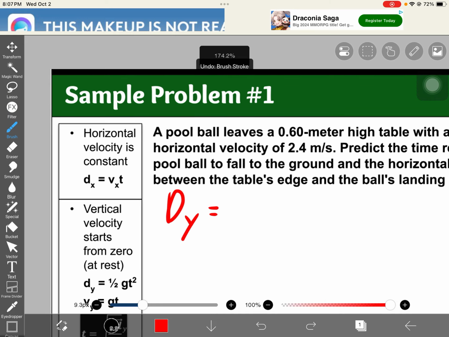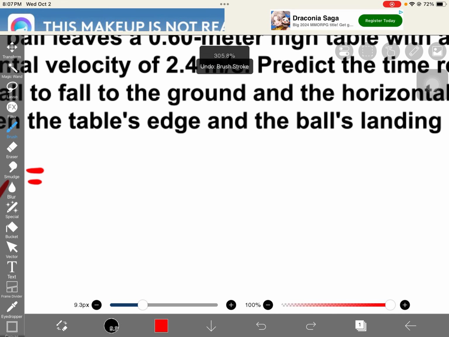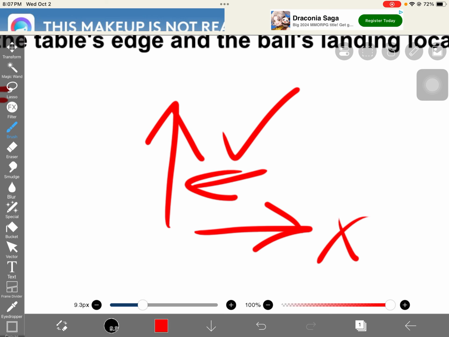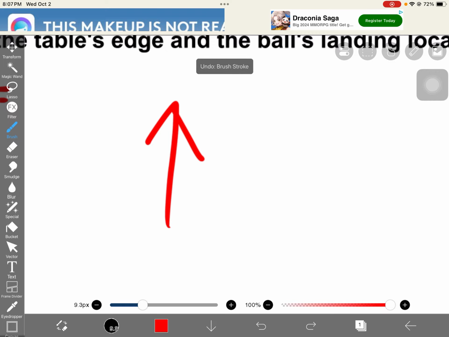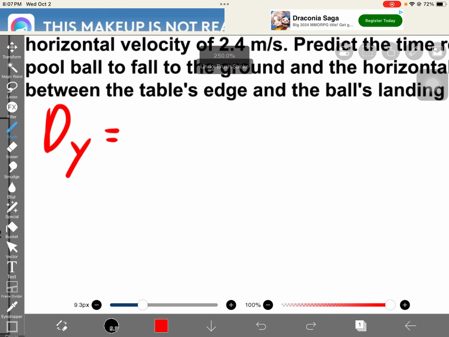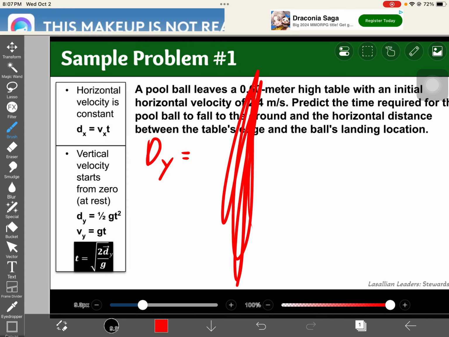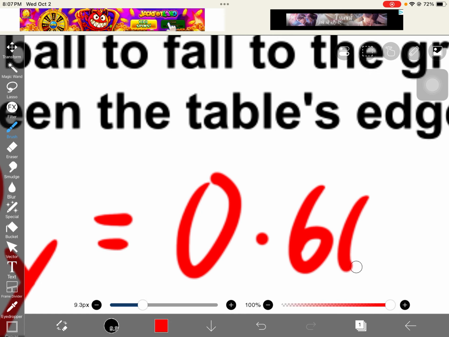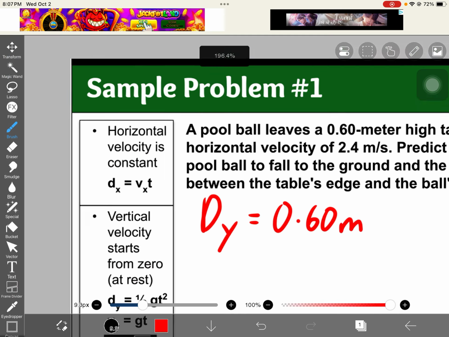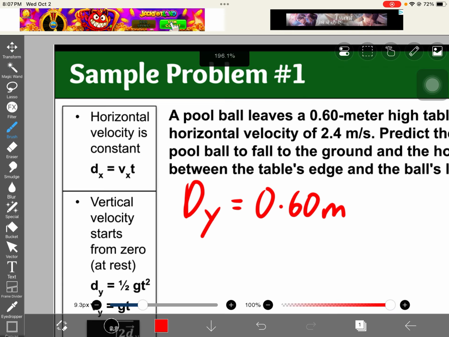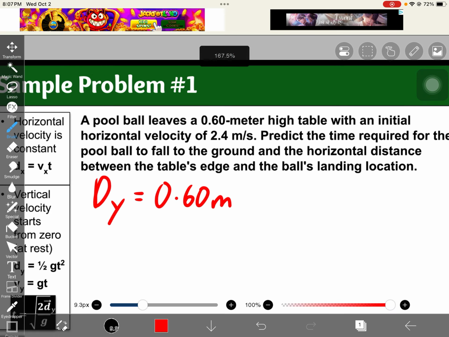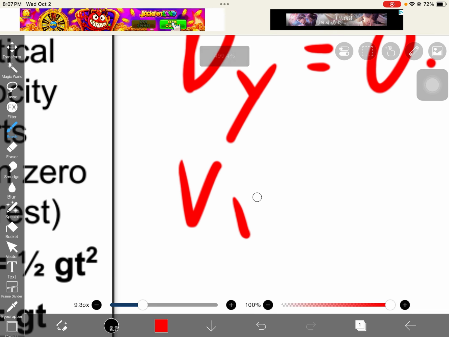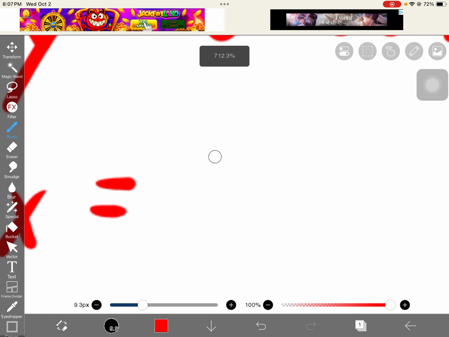We have the 0.60 meter high table, and since it's talking about height, it's the vertical. So we have 0.60 meters as our y-axis, the vertical. Next we have the initial horizontal velocity, which is going to be vx, because it's the x-axis, 2.4.